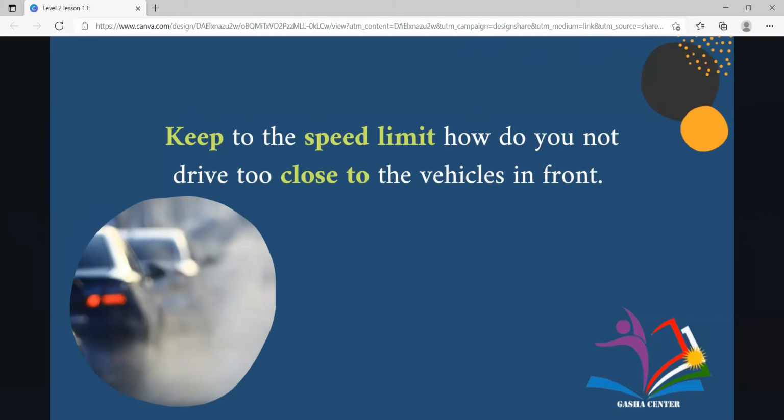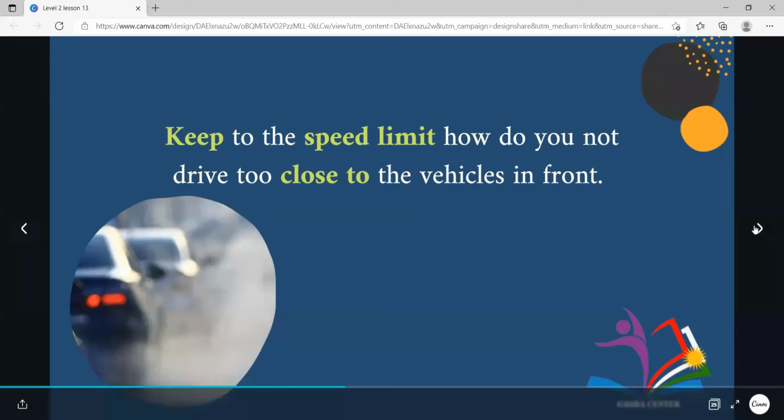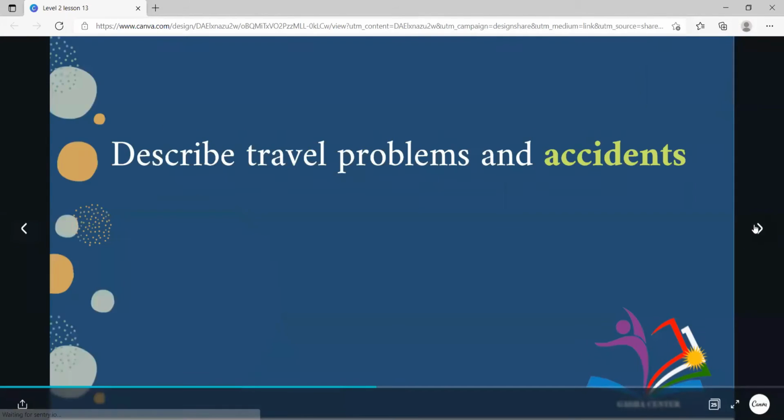But when you're holding on, as Mr. Sarhat said, you have to reduce your speed. Also, do not be so close to other vehicles, because when you're so close, an accident will happen. The car in front of you will stop immediately and you're too close and you will have an accident. So you have to stay a little bit away.